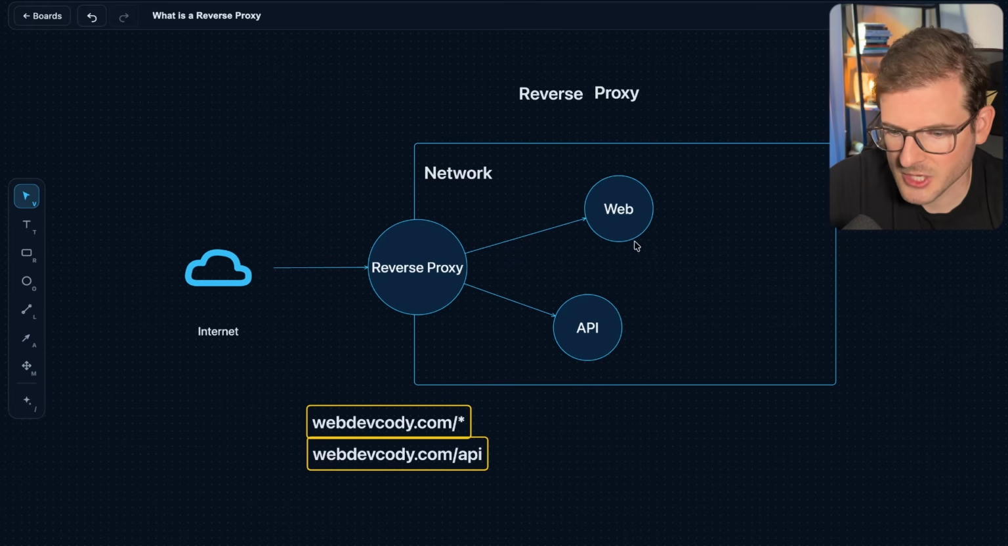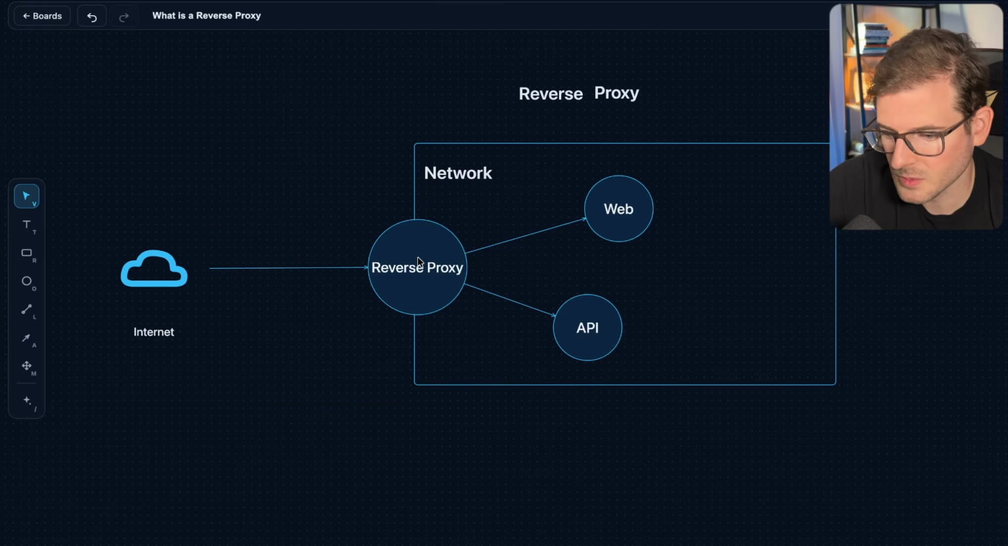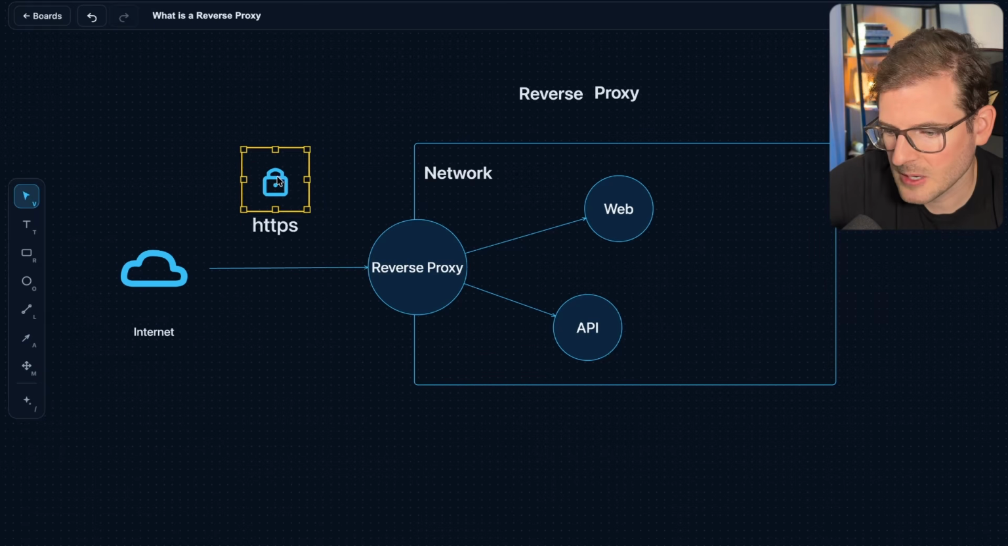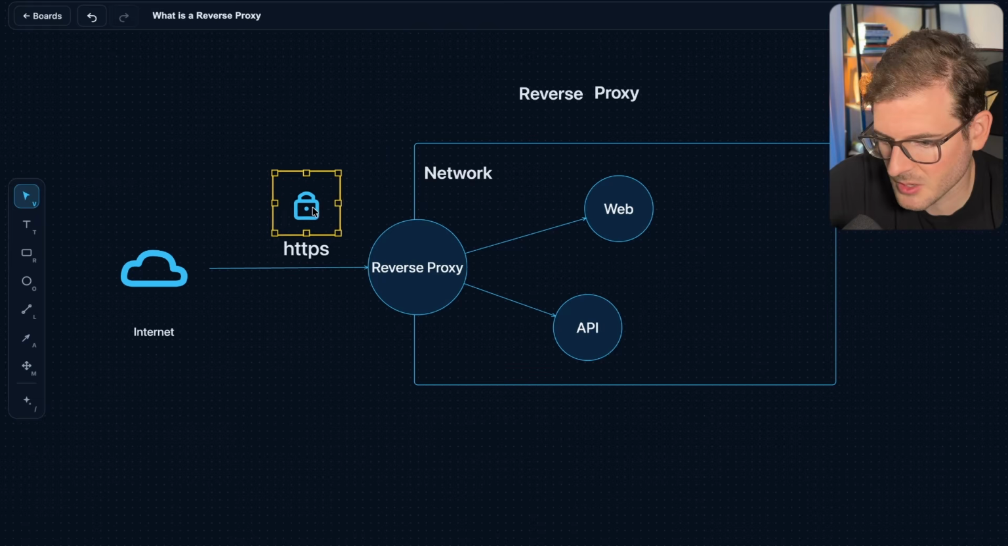Now, I already talked about the security benefits. I talked about the scaling benefits. Let's also talk about performance benefits. So typically, when you're trying to make a request to a server, you have to do it over HTTPS, right? Now, it turns out that this actually requires a little bit of extra computation. It's a little bit slow doing this connection.